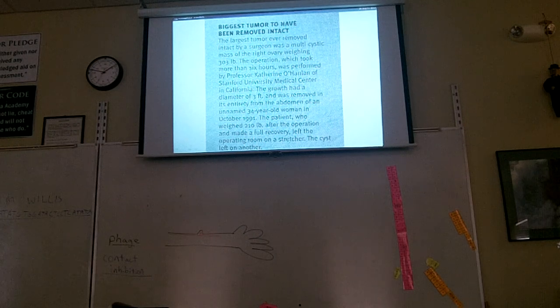The largest tumor ever removed intact by a surgeon was a multicystic mass of the right ovary, weighing 303 pounds. The operation, which took more than 6 hours, was performed by Professor Catherine O'Hanlon of Stanford University Medical Center in California. The growth had a diameter of 3 feet, it's about that big, and was removed in its entirety from the abdomen of an unnamed 34-year-old woman in October 1991. The patient, who weighed 210 pounds after the operation and made a full recovery, left the operating room on a stretcher. The cyst, that's the tumor, left on another.